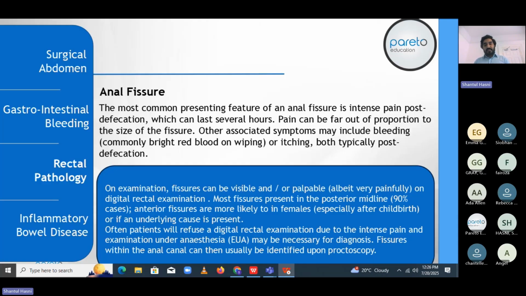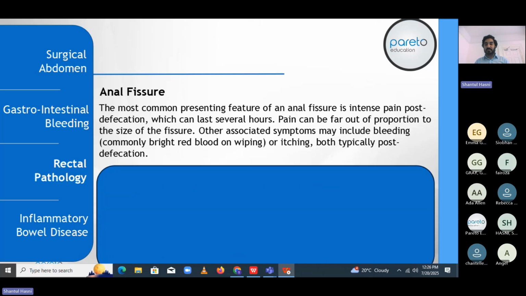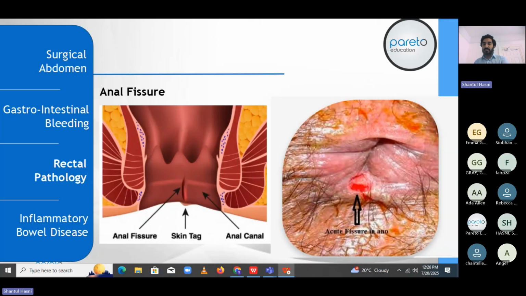Sometimes the features are palpable. I wouldn't touch them, to be honest. Digital rectal examination, I would never do it for anal fissures. You can always do it later on. Posterior midline, it usually happens in the posterior midline. What I mean by that is the 6 o'clock position, if you consider that as the top.